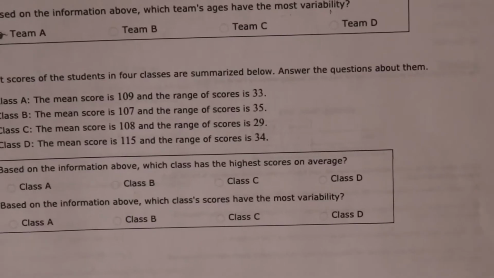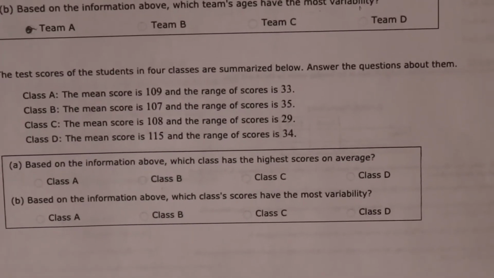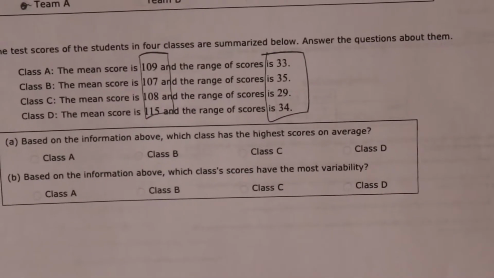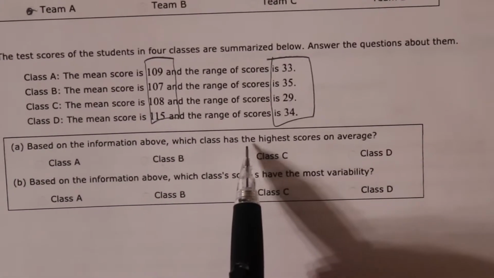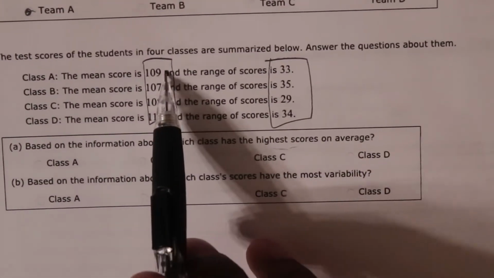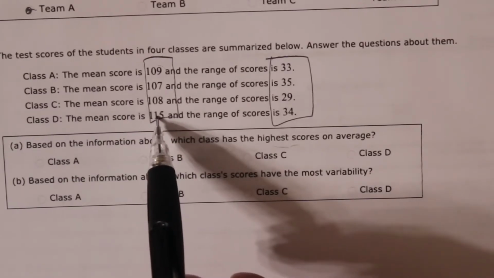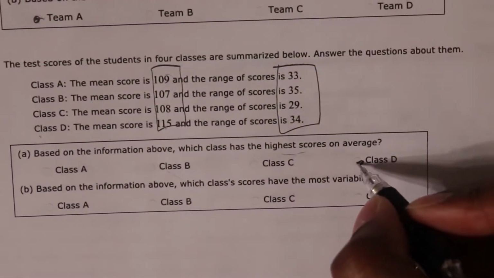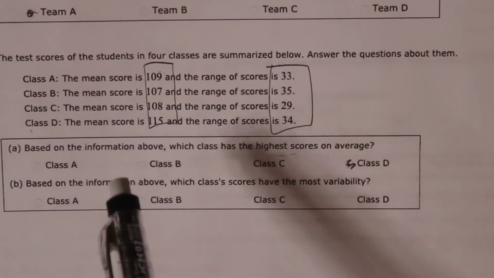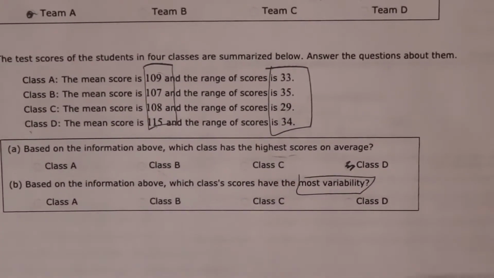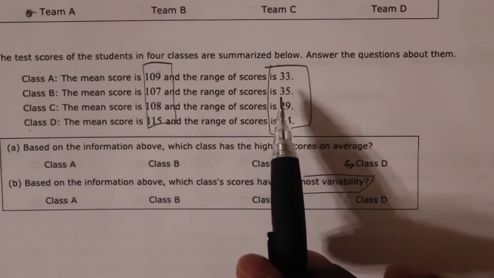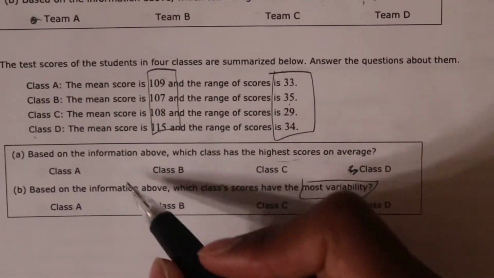Next one. This one is asked, well, here go my mean or average. Here go my range. So the first one we're asked for the highest scores or average. Once again, find the highest average, which is going to be 115, which is Class D. And then we got to pay attention. This says most variability, meaning the highest range, which is going to be 35, which is Class B.